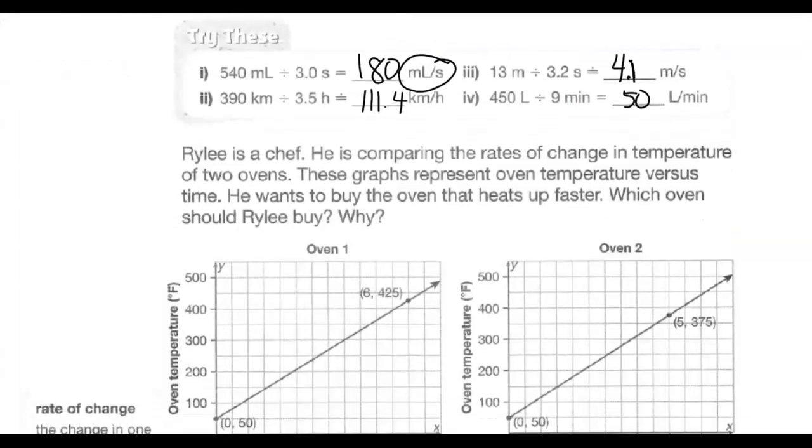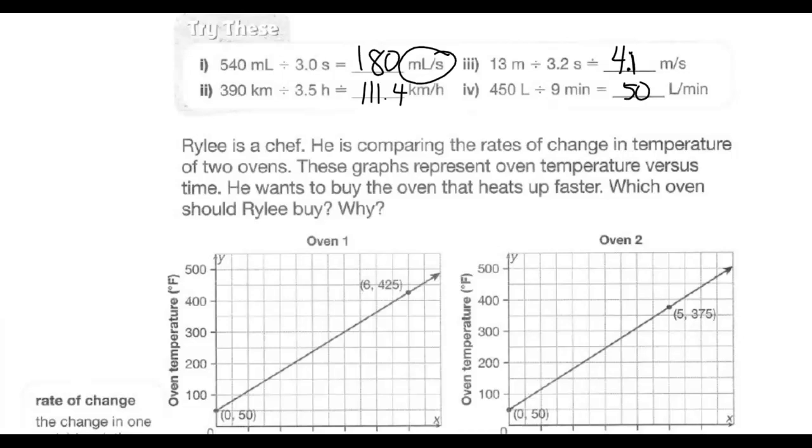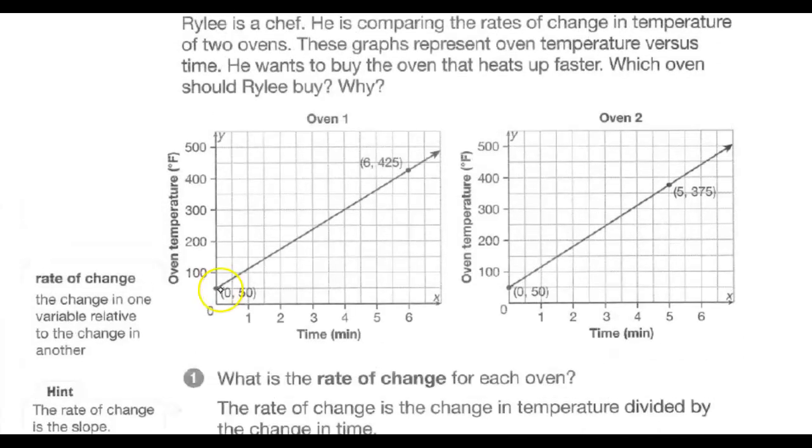Liters per minute. Okay, here's an application. Riley is a chef. He is comparing the rates of change in temperature of 2 ovens. These graphs represent oven temperature versus time. He wants to buy the oven that heats up faster. Which should Riley buy? So the graphs are there. They both start at time 0 at 50 degrees Fahrenheit when it's first tested. Same thing here. And then in oven 1, it's tested again after 6 minutes. The temperature is 425. In oven 2, after 5 minutes, the temperature is 375.